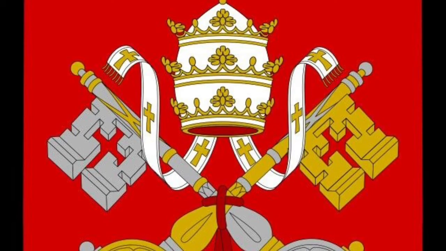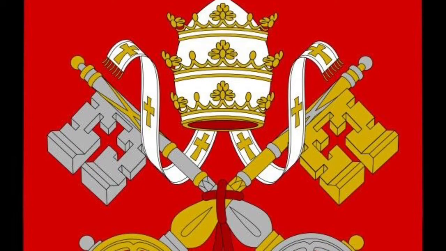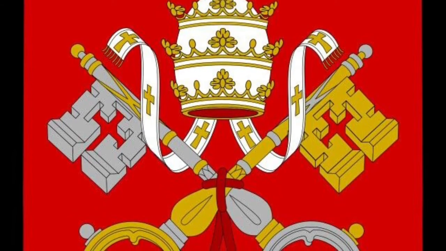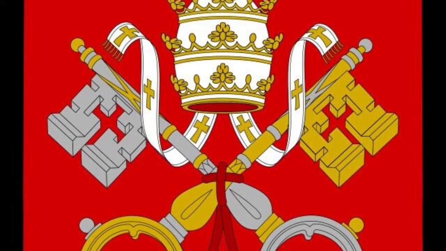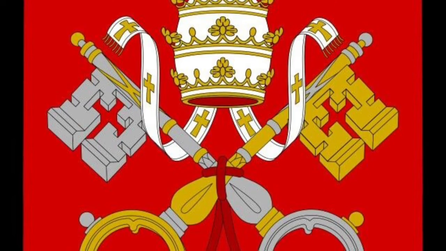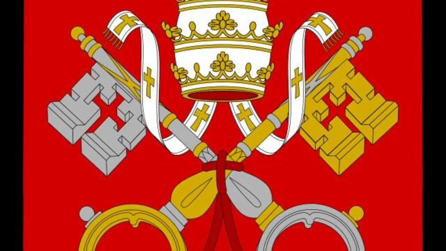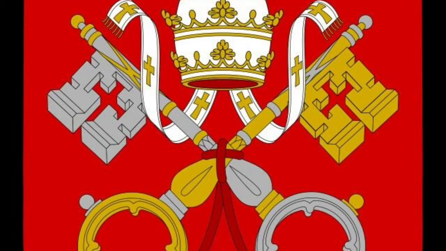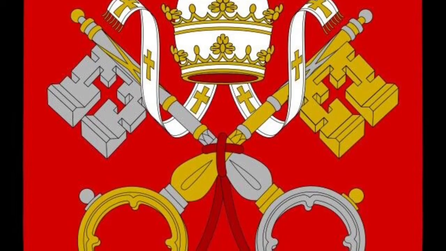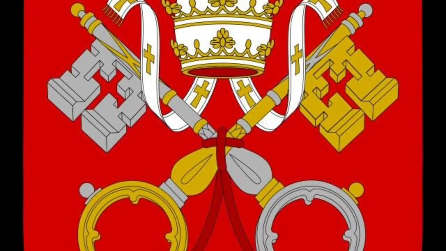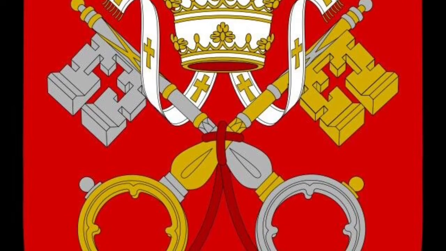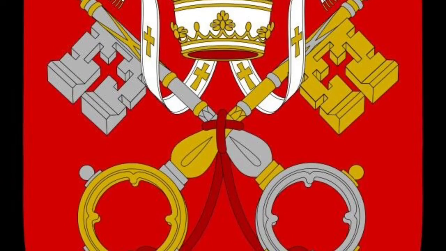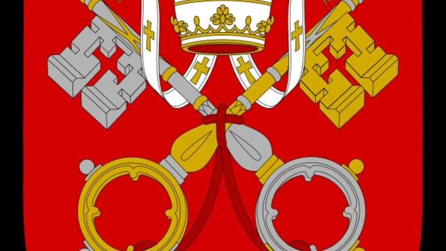And that is the seal of the papacy, and it has a bunch of symbols on it. One of these symbols is two keys. These keys represent Jesus's promise to Peter: I will entrust to you the kingdom of heaven. They represent the power that Christ gave to Peter and his successors, because Peter was the first pope, and every pope after him is a successor to Peter. The gold key represents heaven, and the silver key represents earth.